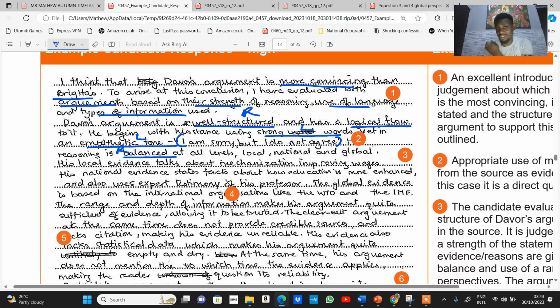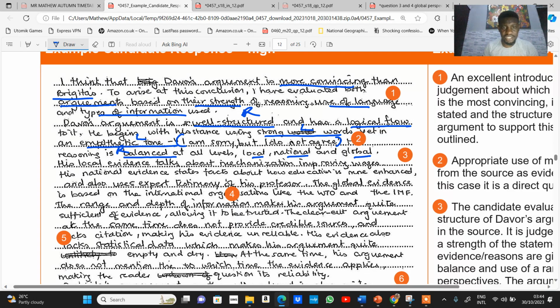I'll be writing the R and L where they come into place. Reasoning at all levels. So he used balanced reasoning at all levels. He looked at local, national, and global perspectives. So you should be able to bring them out in every one of their statements. Now, look at what she did.